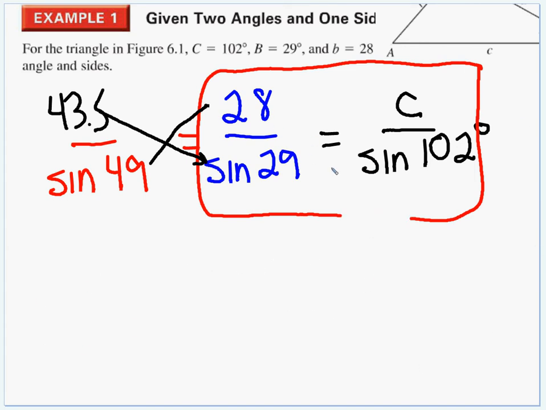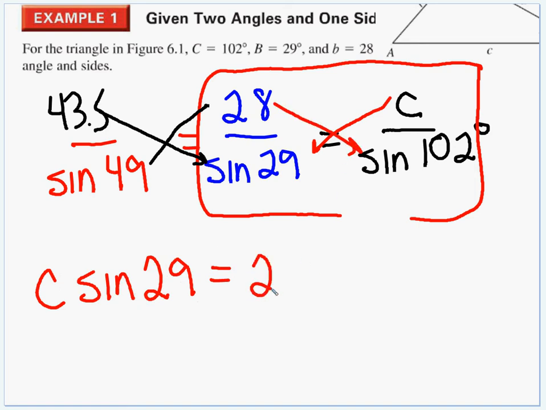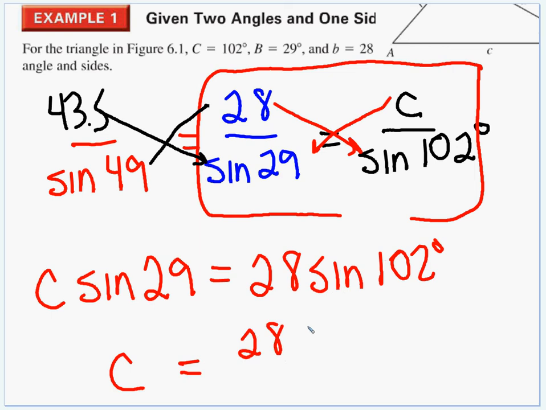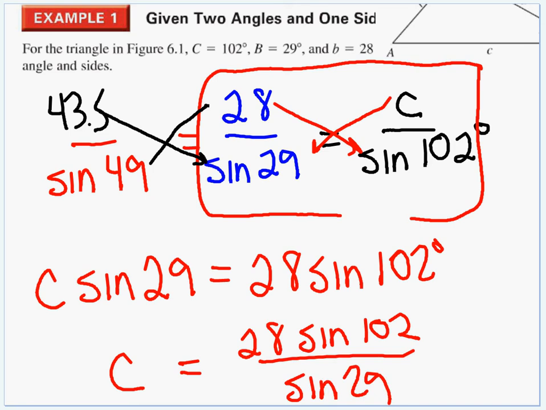Again, we're just cross-multiplying here. So C times the sine of 29 is exactly equal to the other diagonal, 28, times the sine of 102 degrees. And to get C by itself, we're going to divide by the sine of 29. All right, and we punch that in the calculator and we get about 56.5. And I should have put units on there. That would be feet, because they did tell us that the sides are measured in feet. So there we go. We've found all missing components.